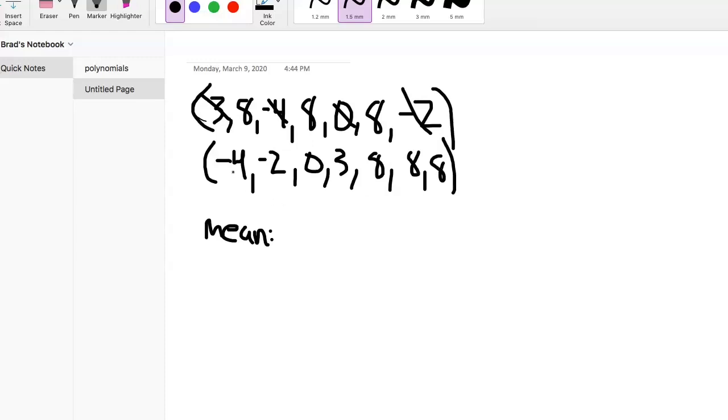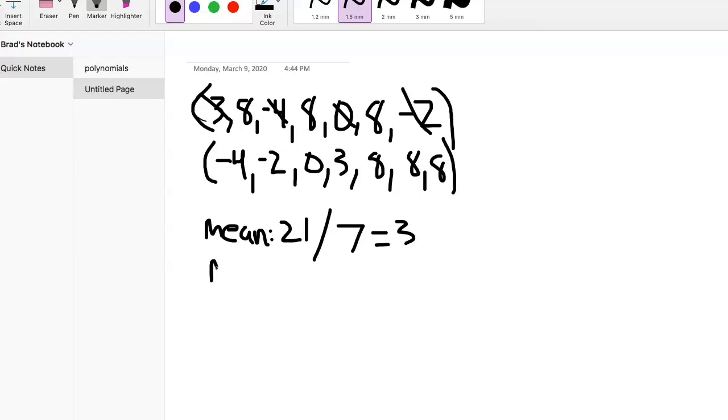Then we're going to add these up. So -4 plus -2 is -6. Plus 0 is still -6. Plus 3 is -3. -3 plus 8 is 5. 5 plus 8, 13. 13 plus 8, 21. Okay, so we got 21 divided by 7 is 3. So there's our mean. Mean is 3. Pretty easy, right?